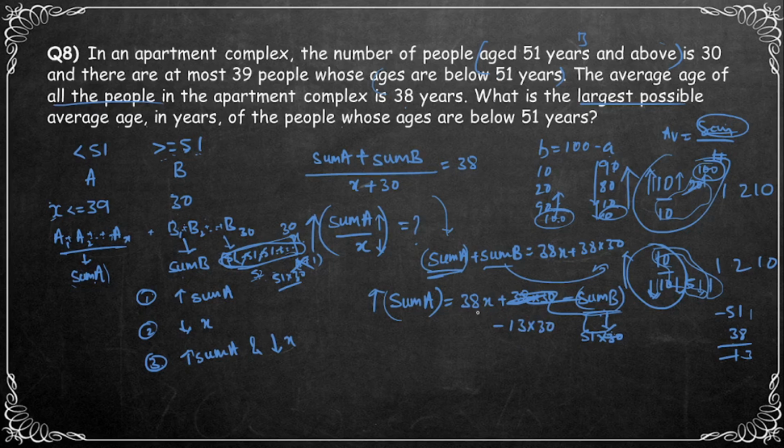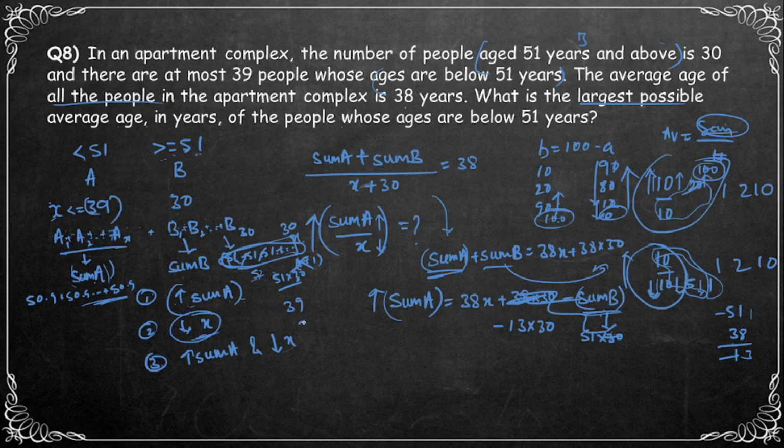Now we want the largest possible sum A. If you see the values, the largest possible values of A1, A2, up to AX will be less than 51, right? So it is like, let's say, 50.9, or 50.999, something like that. So 50.9 plus 50.9 till the last x number, that is the largest possible sum A, which is good. Okay. Now let us think about decrementing x. Now the largest possible value of x is 39.